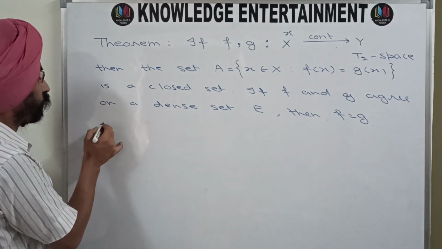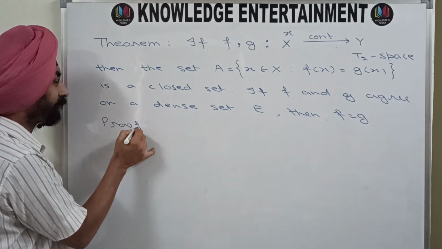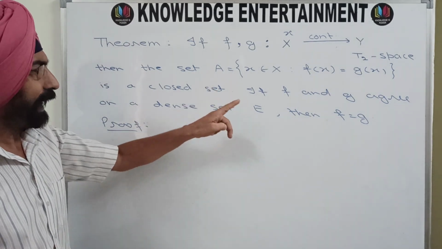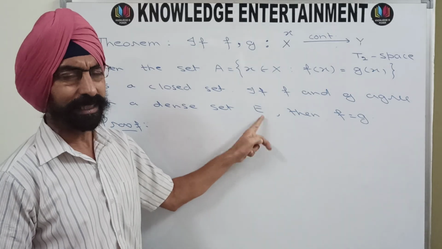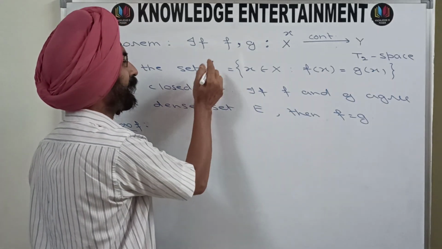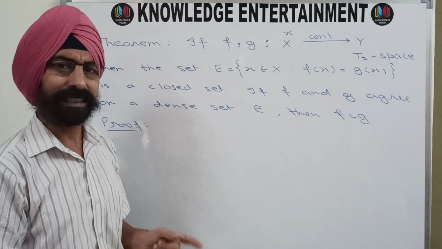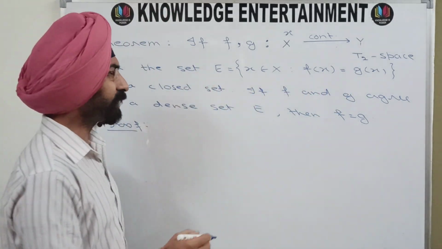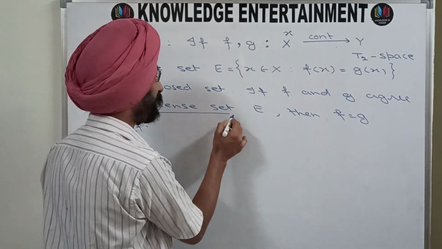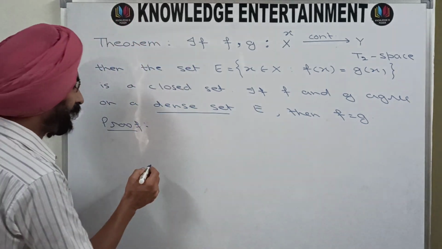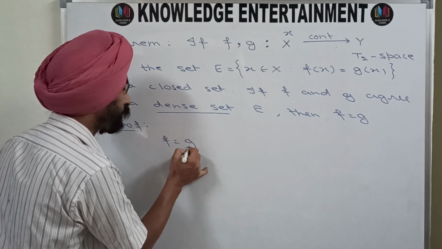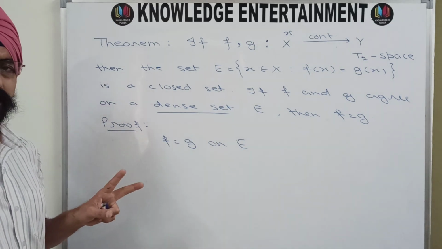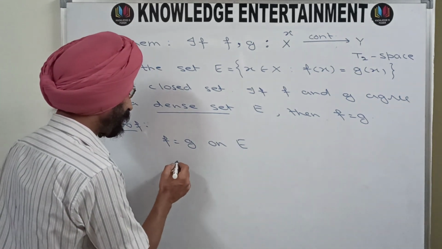Actually, what I'm having additional here in this statement is that now F and G are agreeing on the set E. That means you are indirectly saying that your A is E. Your A is E now because F and G are agreeing on the set E. The only additional thing is that your E set is a dense set. What you are having is F equal to G on E. This you are having. And you are also given that E is dense.